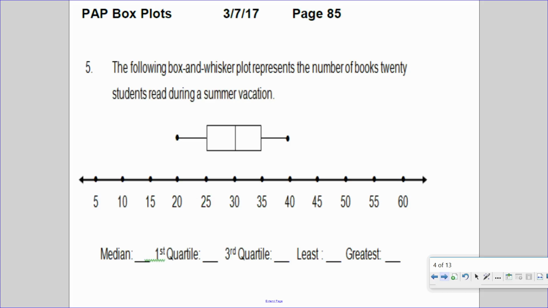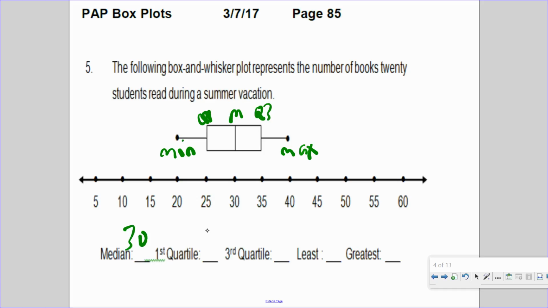Before I answer this, I'm going to label this. This represents the number of books 20 students read during a summer vacation. This is the minimum. This is the maximum. This is the median. This is quartile 1. This is quartile 3. So the median is 30.